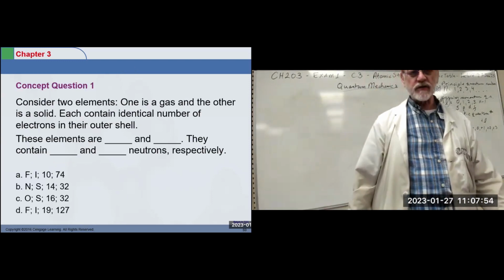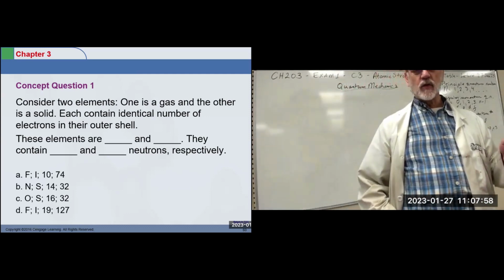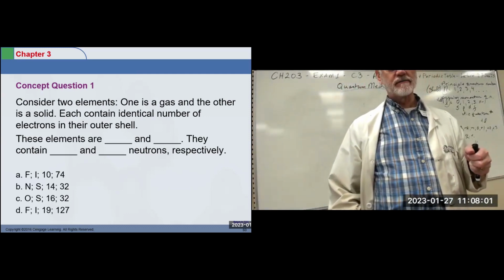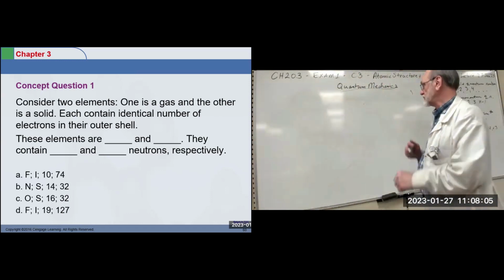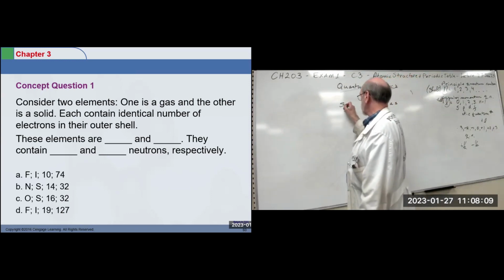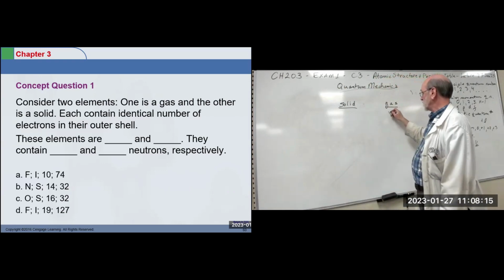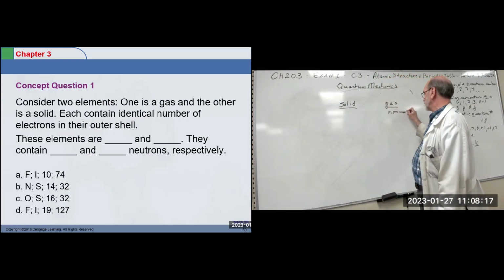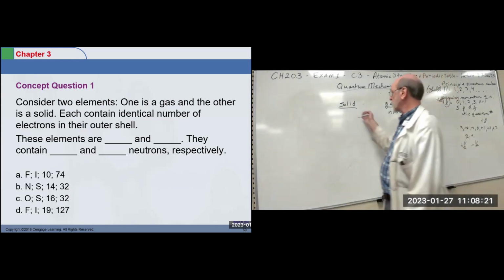Oh, we must be getting close to the end. Concept questions. We have 2 elements. One is a gas and the other is a solid. What does that tell you? First of all, if you got 2 elements like this, solid, this one is a nonmetal. Can't be anything else. This one could be either.